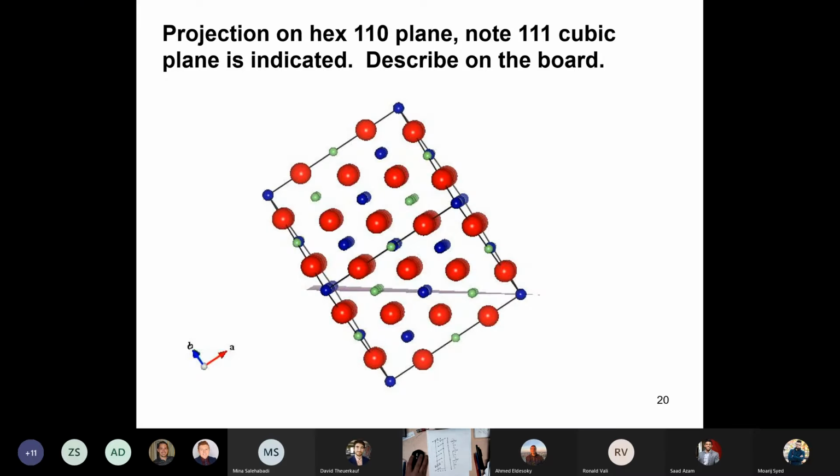So this is a good time to pull up Vesta to show you the consequences of the way that the transition metals and the lithium are ordered in this material. All right, so I'm going to do that now.